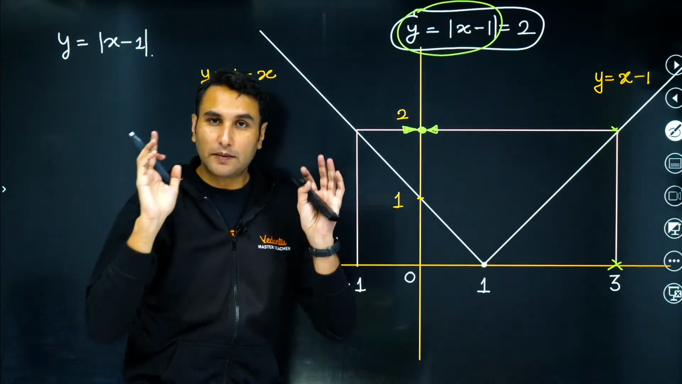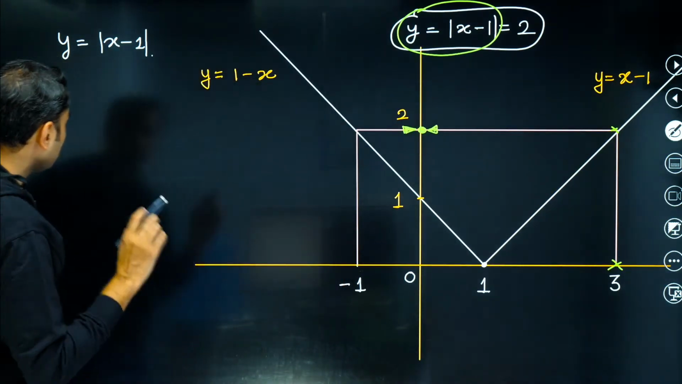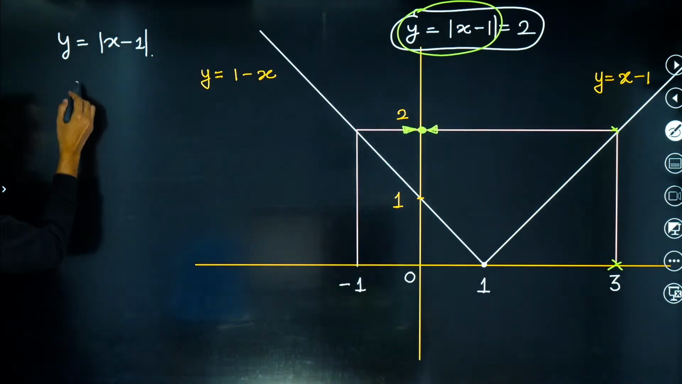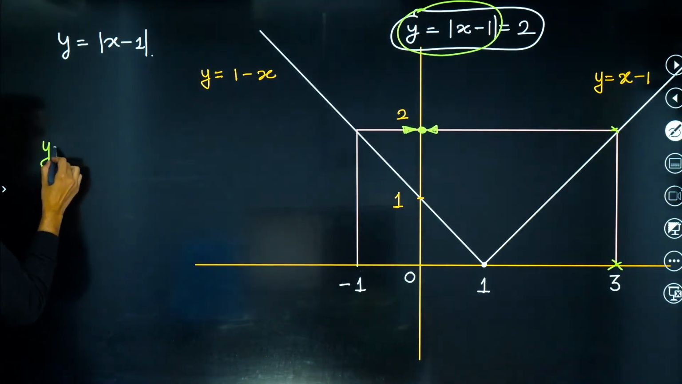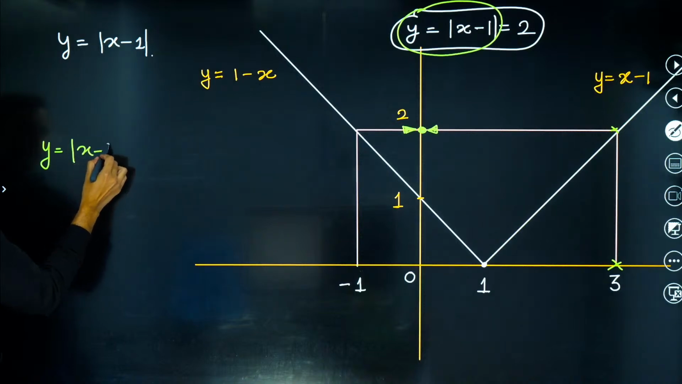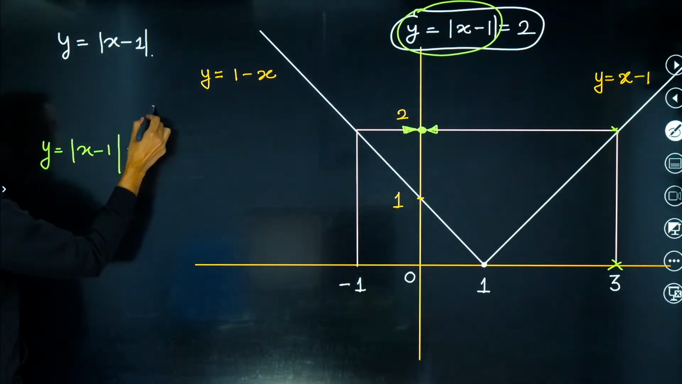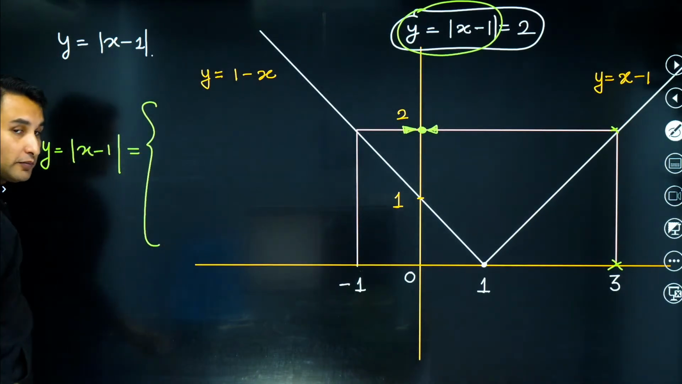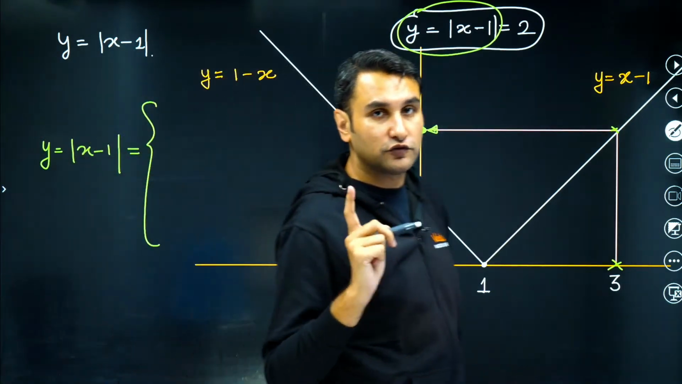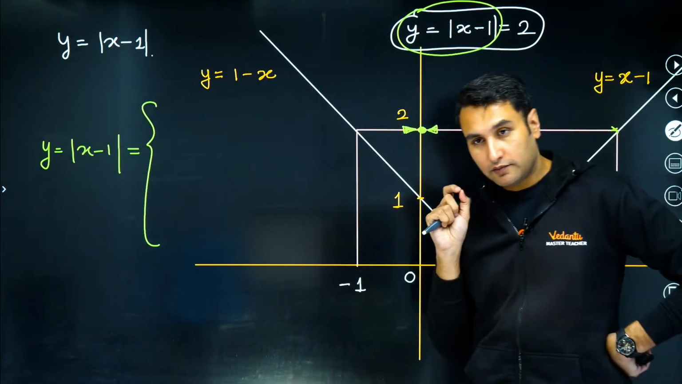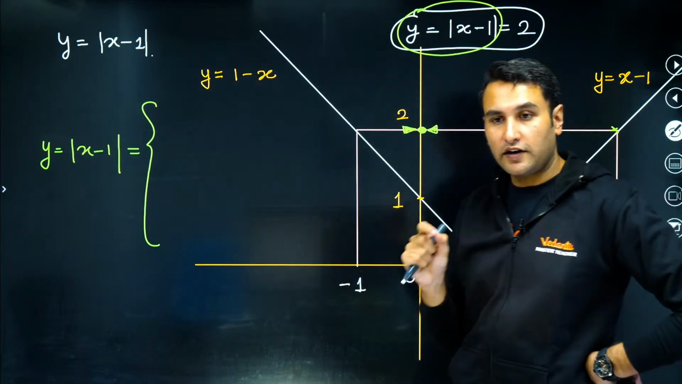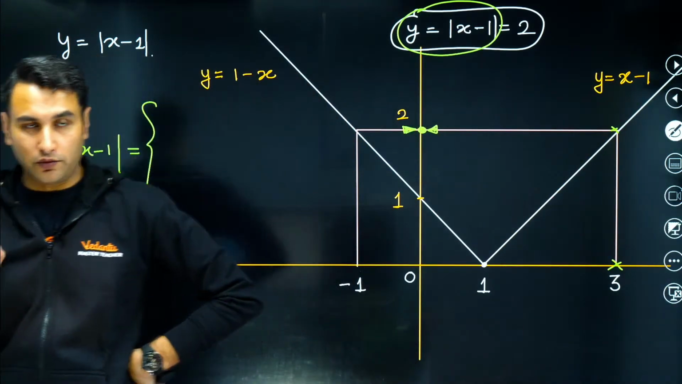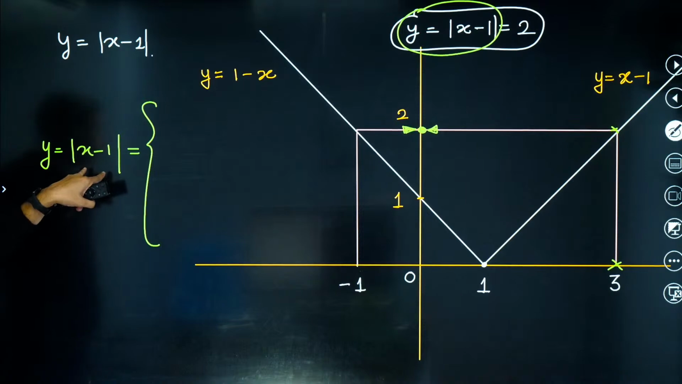Okay? Let's go a step deeper. Now, listen to me very carefully. My function is y is equal to mod of x minus 1. Let me redefine this function. Very important, bachcho. Please understand this very properly. Take your copy and write it out very properly. y equal to mod x minus 1.